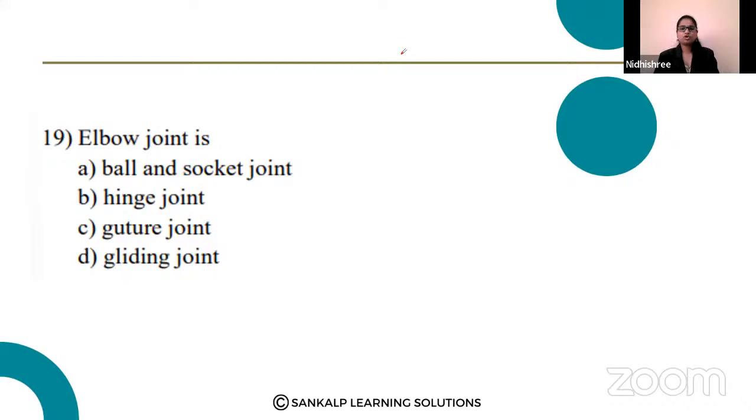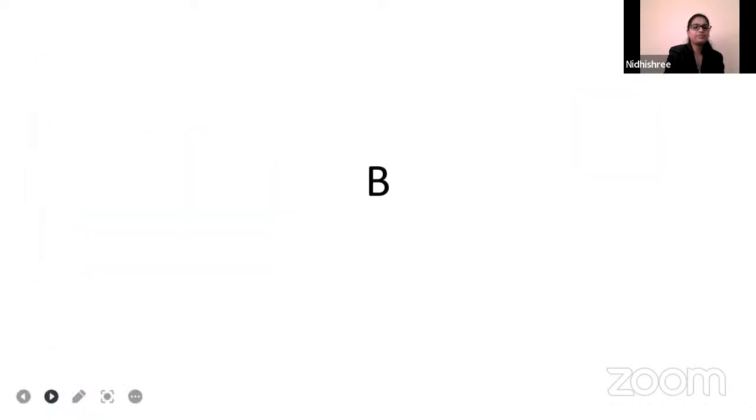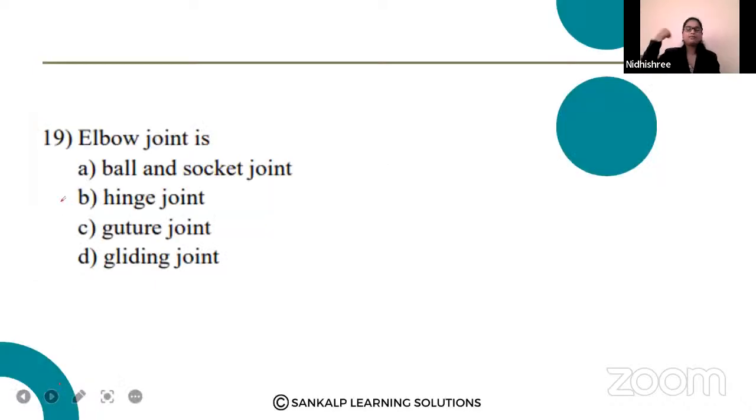Then most of you voted for option C. Rakshita, option B. Parvati, option A. Nandish, option B. DB, option B. Lohit, option B. Saima, option B. So the right answer is option B, that is hinge joint. Elbow joint, this elbow joint is a hinge joint. That is, it is movable only in one direction.